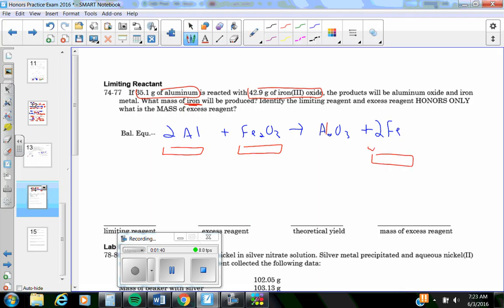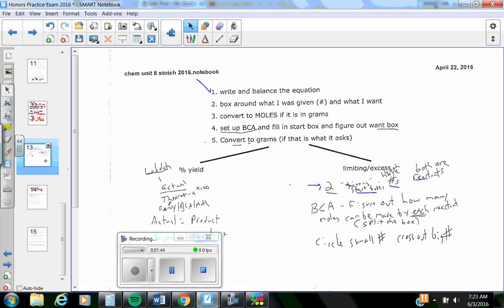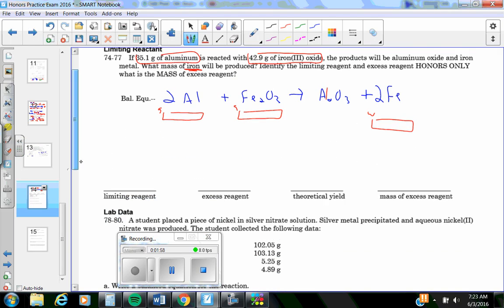So I have 2 givens. Step 1, write and balance the equation. Figure out, box around what I was given. You don't have to make those boxes. I'm just trying to help, figure it out in my head first. Next thing is I have to convert to moles if it's in grams. They both are. How do I convert these?